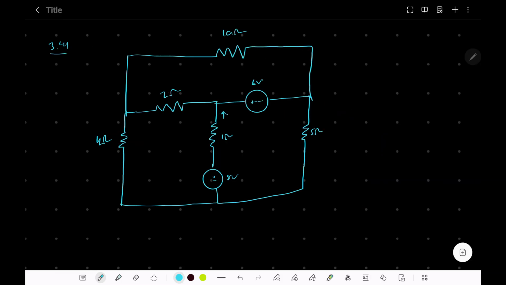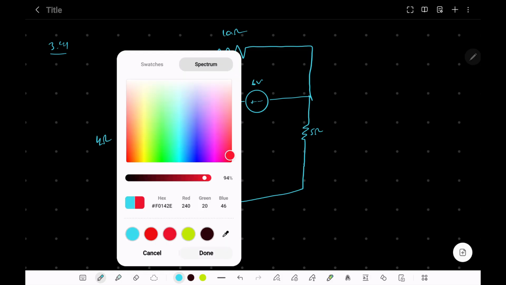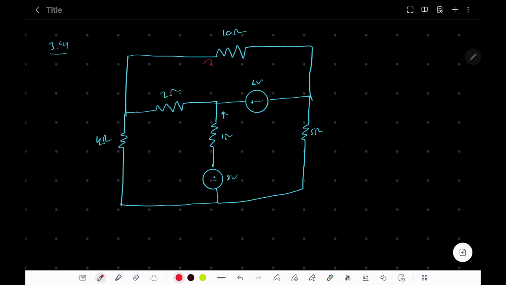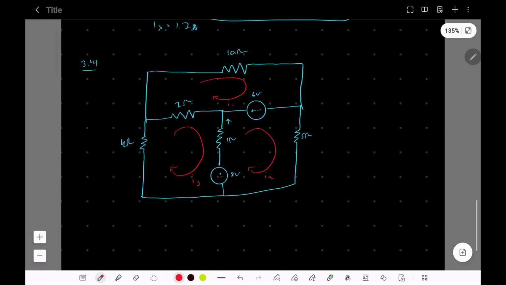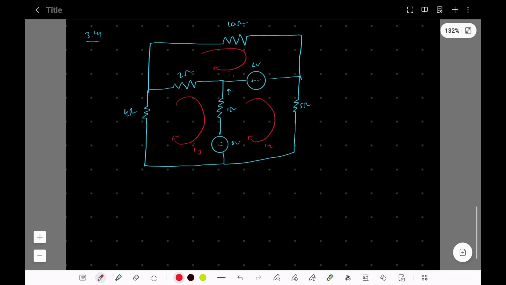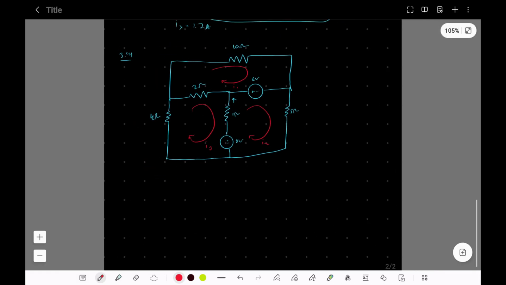Alright, so this is the next problem, and the first step is to write out all the meshes. So this is I1, that's our first mesh current, this is I2, this is I3. So we got 3 meshes, so we're going to have 3 different KVL equations, or Kirchhoff voltage law equations. And so let's start with the top branch.